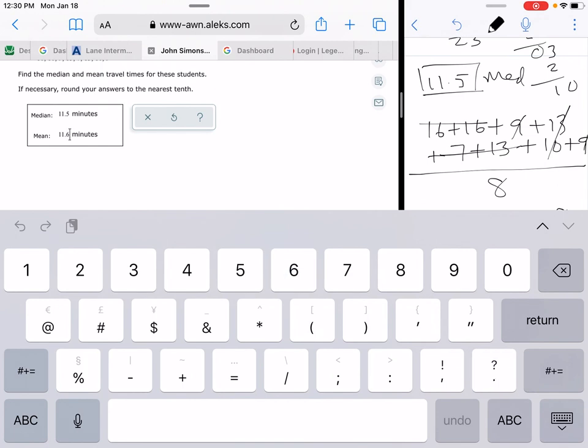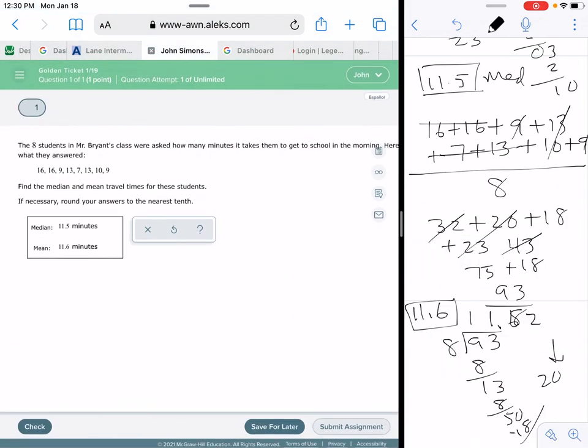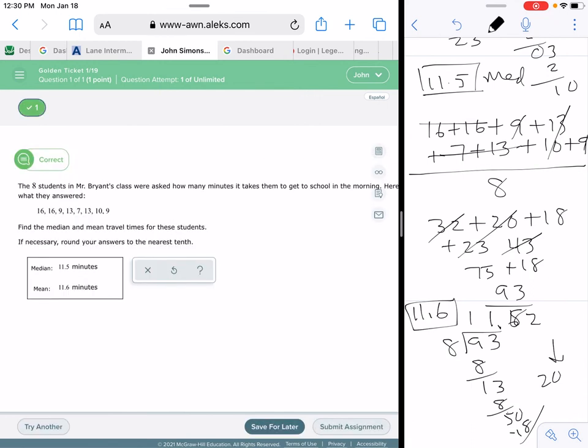11.6 minutes, which is, in this case, really close to my median. That doesn't always work out that way. This one did, which is kind of cool. But don't be surprised if you get something that's pretty different.